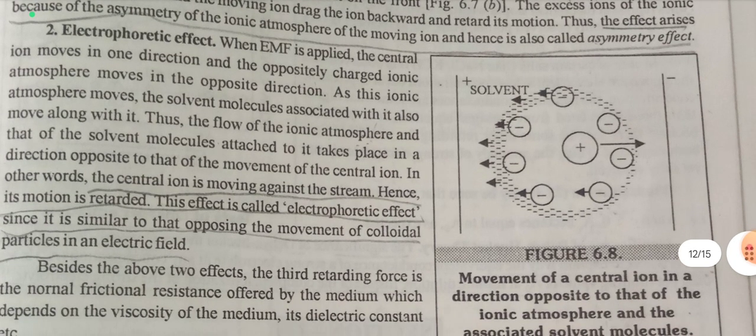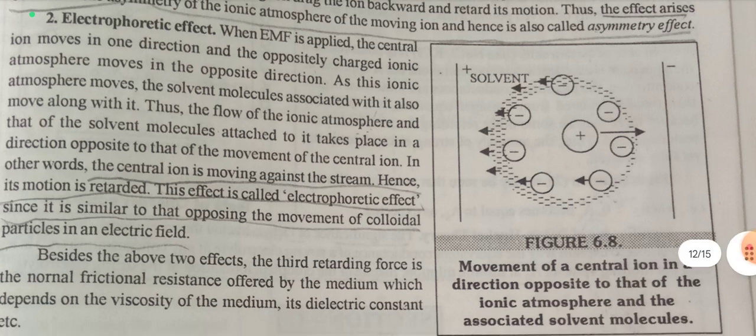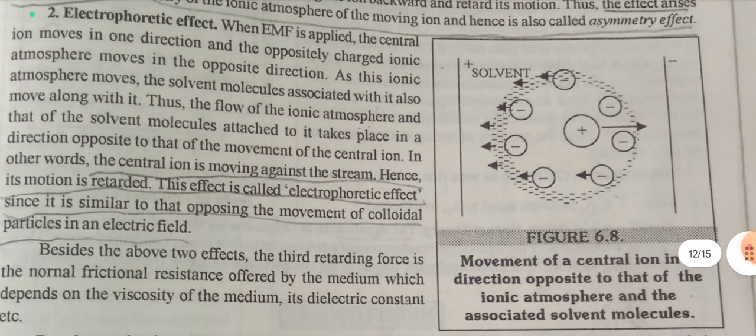Electrophoretic effect: when EMF is applied, the central ion moves in one direction and the oppositely charged ionic atmosphere moves in the opposite direction. As the ionic atmosphere moves, solvent molecules associated with it also move along with it. Thus, the flow of the ionic atmosphere and that of the solvent molecules attached to it take place in the direction opposite to that of movement of the central ion. In other words, the central ion is moving against the stream, hence its motion is retarded.